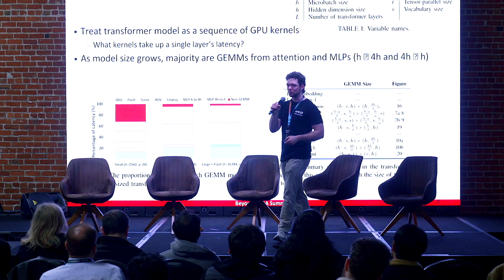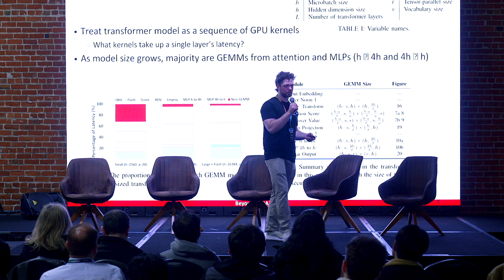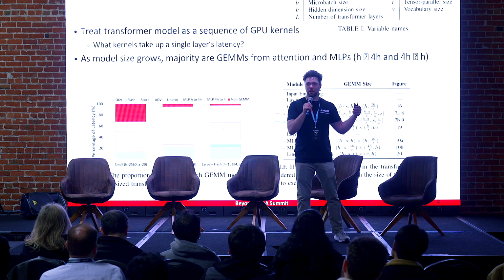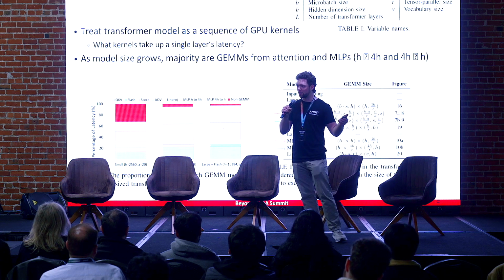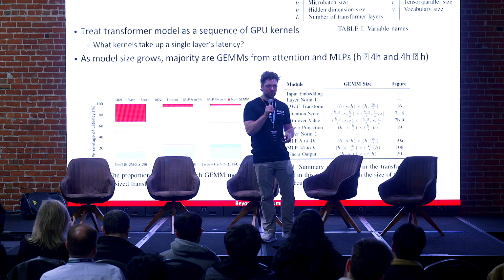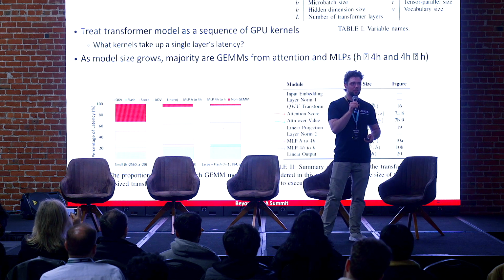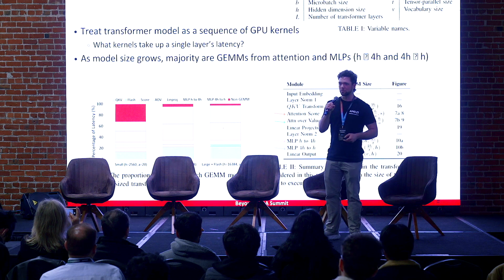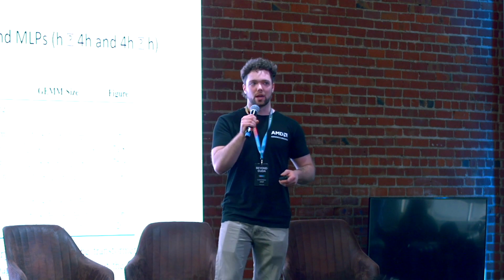Okay, a bit more about sizing. Treat transformer models as a sequence of GPU kernels, and then ask what kernels take up a single layer's latency. We're talking about transformer models, so they have attention, they have MLPs, they have layer norms. Where is that time being spent? We're seeing that, as expected, as model size grows, the majority of your time in a single layer is from GEMMs, from attention, and then the MLPs specifically. So that should be an arrow, but H to 4H and back from 4H to H MLPs, that's where a lot of your time is spent.